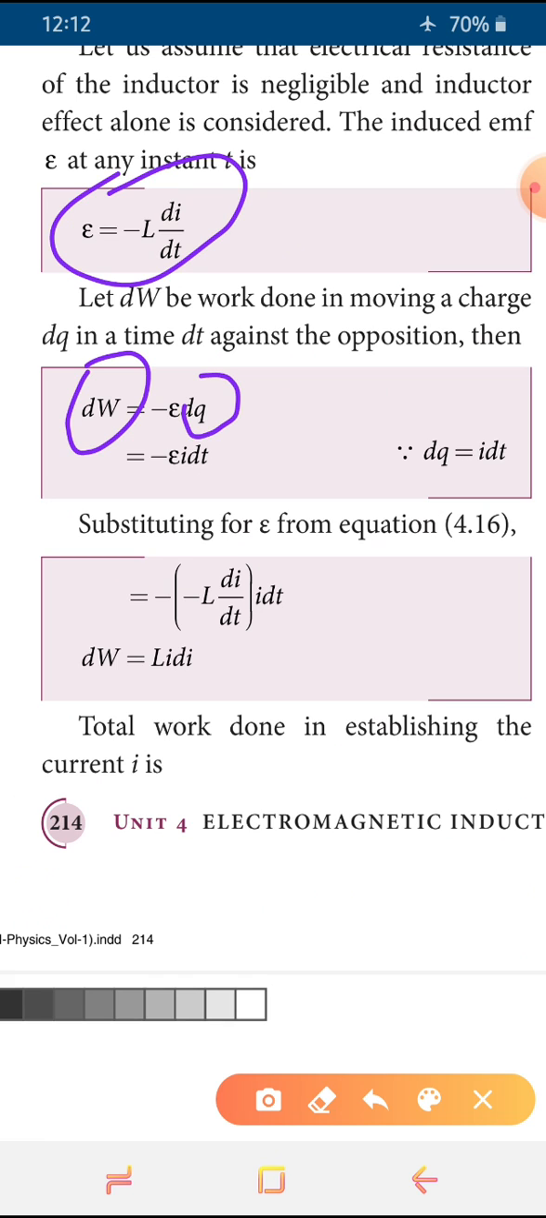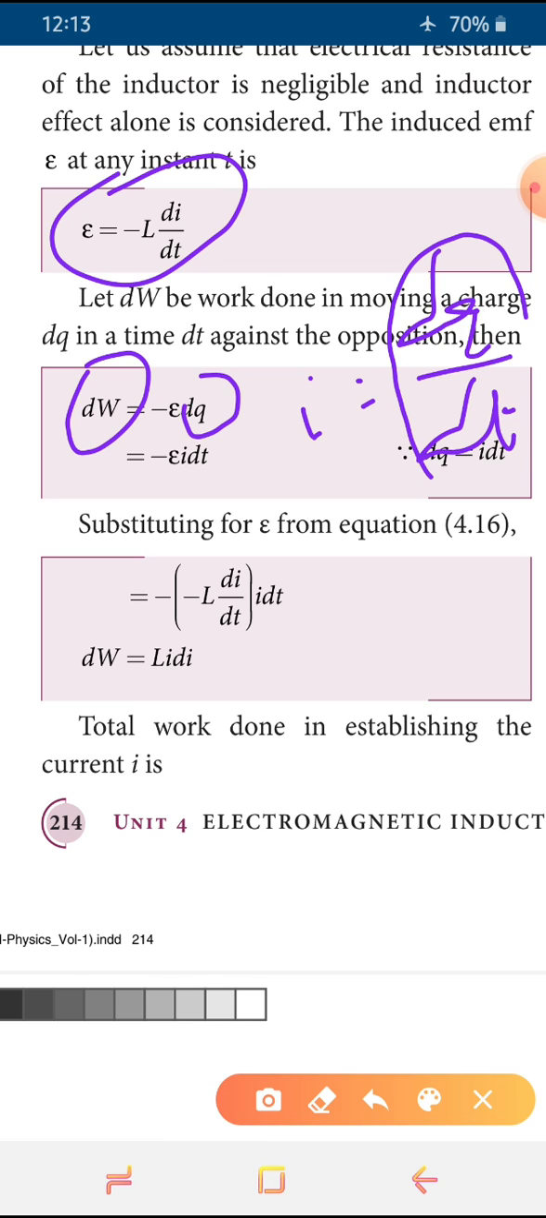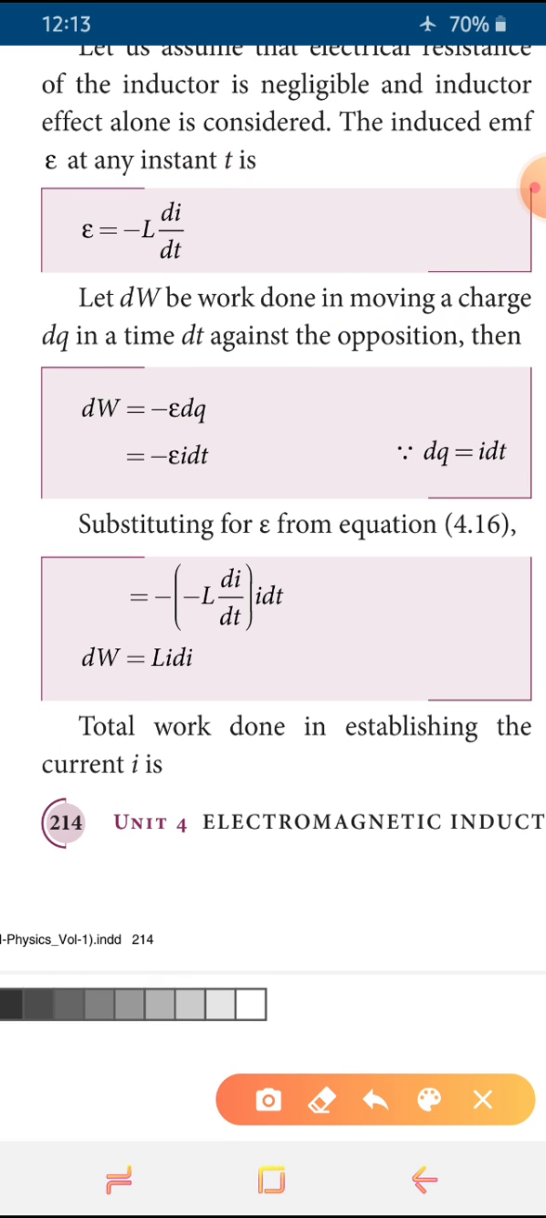We know the formula from the second unit: I is equal to dq divided by dt, or I is equal to q by t. For instantaneous current, it is dq divided by dt, and from this dq is equal to I into dt. So that formula is used here, and we get dW is equal to minus epsilon I into dt.